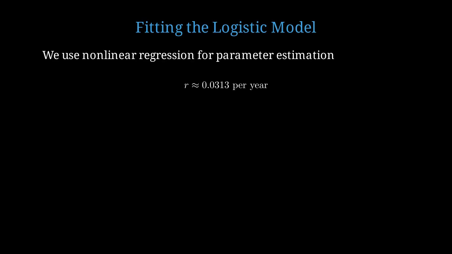0.0313 per year, slightly higher than the exponential model. The estimated carrying capacity K is approximately 389 million people. This suggests the U.S. population will level off around this value. The initial population remains 3.9 million, consistent with the 1790 census.